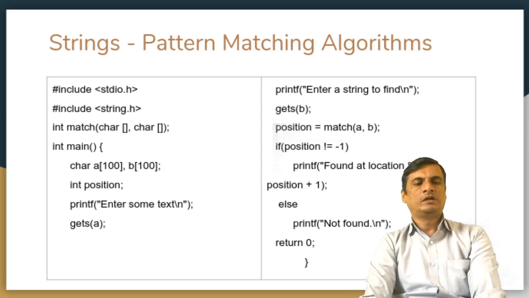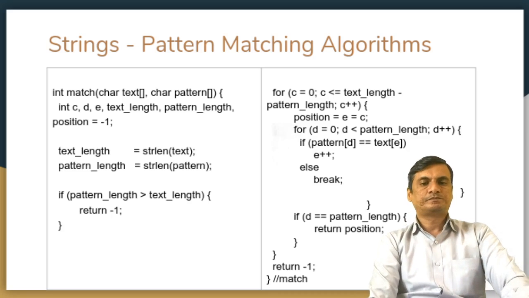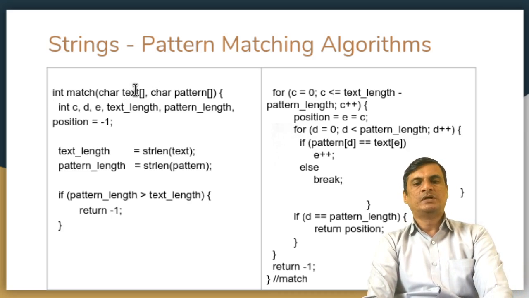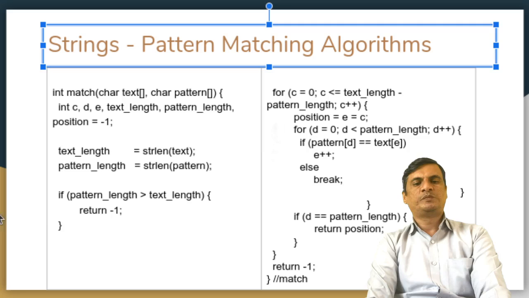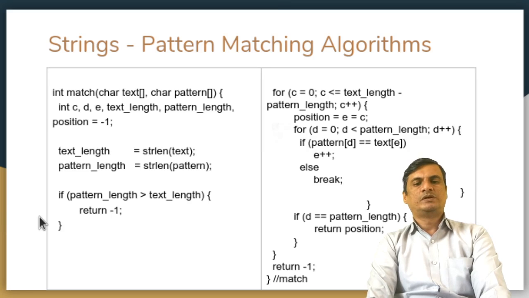So how will the match function work? The match function will accept the text as well as the pattern. We declare a few local variables which will hold the length of the text, the length of the pattern, and intermediate variables C, D, E, position, etc. So the length of the original text, the length of the pattern. If the length of the pattern is greater than the length of the text, that means it cannot be found at all, so we return a negative value.